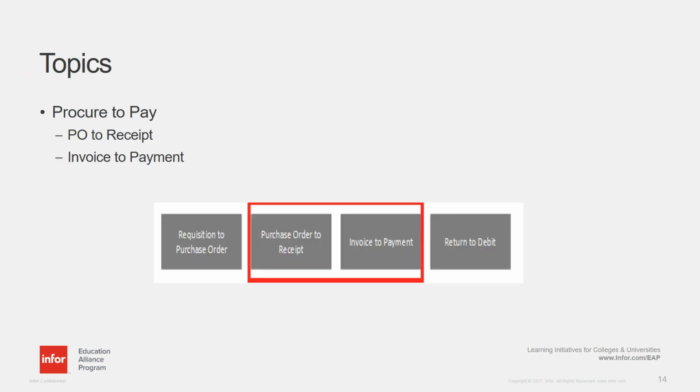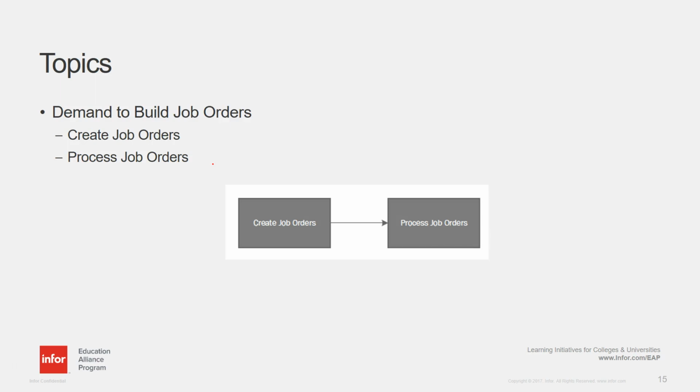In procure to pay, there are 4 activities. We will complete 2 of them. We'll take the PO that's already existing, purchase order to receipt, and invoice to payment. In demand to build, we will create job orders, and we will process those job orders.